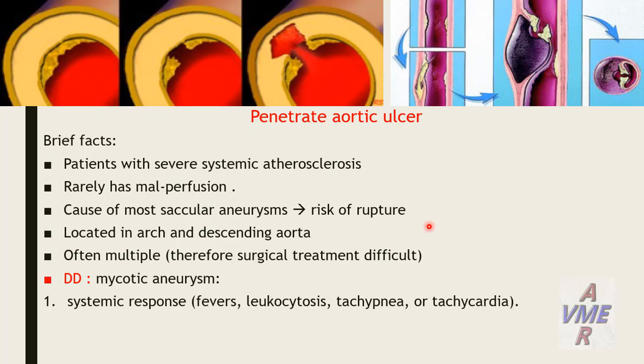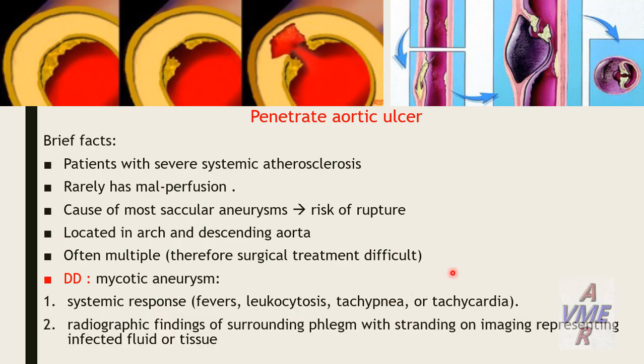Differential diagnosis of the penetrating aortic ulcer is mycotic aneurysm, which presents with a systemic response of fever, leukocytosis, tachypnea, or tachycardia, and the radiographic finding of surrounding phlegmon with stranding on imaging representing infected fluid or tissue.